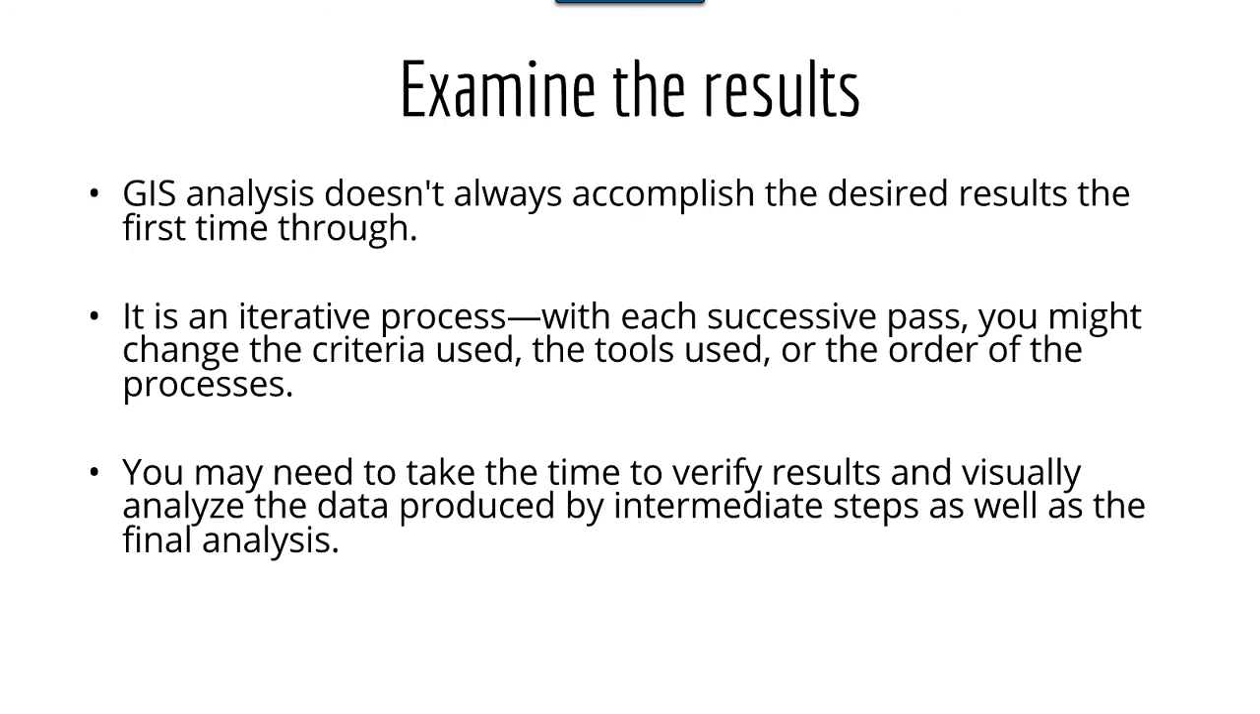GIS analysis doesn't always accomplish the desired results the first time through. It's an iterative process. You might need to change a tool, a criteria, the order of the processes. Maybe a 20-foot buffer on the road out here was completely wrong. I needed a 30-foot buffer. I need to change the criteria and rerun it. Maybe the clip tool wasn't what I wanted to use. I wanted to use the intersect tool. Those tools are real similar. They do really similar things, but you know, only by really critically looking at and analyzing your results can you determine if the tool did what you think. So take time to look real closely at things.